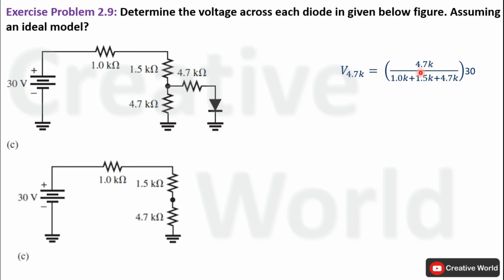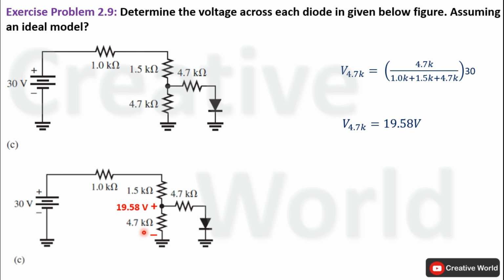That will be equal to 4.7 kilo ohm multiplied by 30 volt divided by the sum of all series connected resistances. Solve this equation to find out the voltage across the 4.7 kilo ohm resistance. That will become 19.58 volt with positive terminal here and negative terminal here.